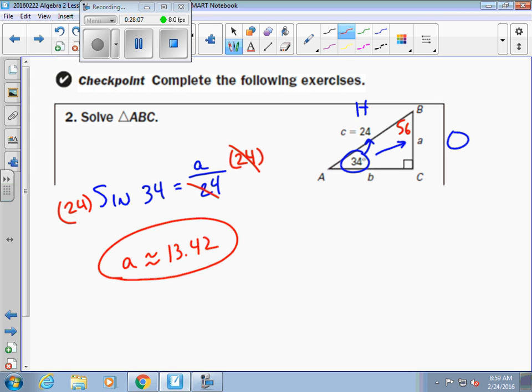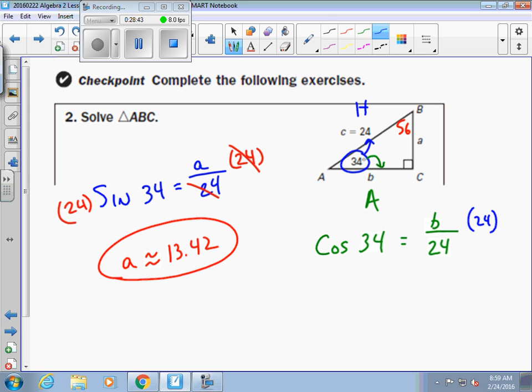In order to solve B's value, again, we don't want to use the O anymore. We are going to use 24, but now we have not the opposite. Now we have an adjacent. So the only formula that uses an adjacent and a hypotenuse is the cosine. The cosine now of 34 degrees is equal to B over the H, 24. And again, to get B by itself, we multiply both sides by 24. Do it there and do it here. This cancels and gives us B's value.